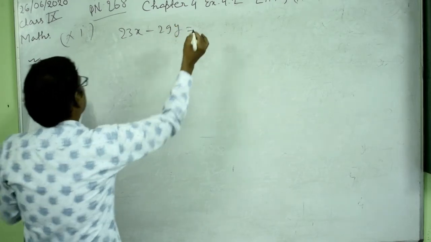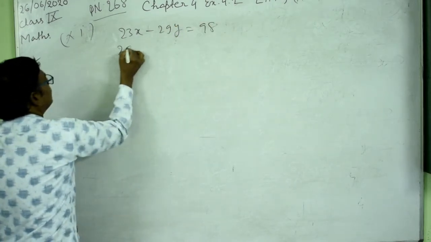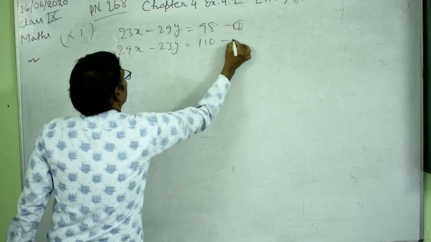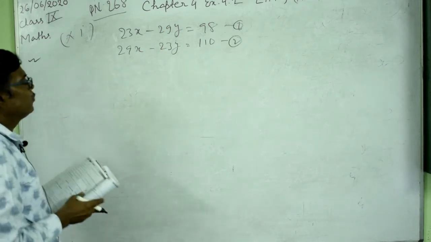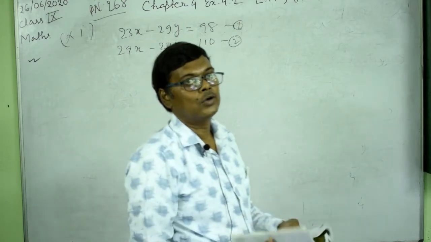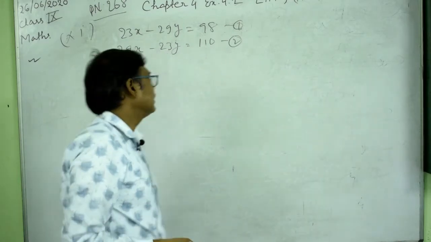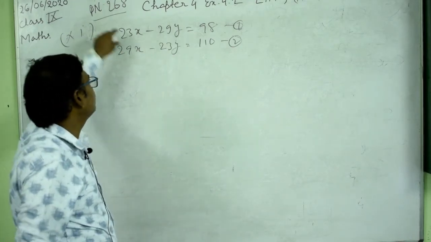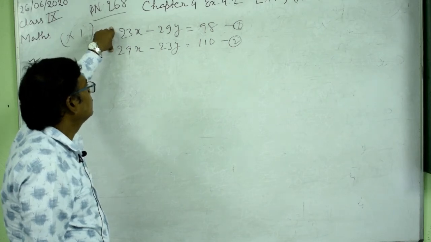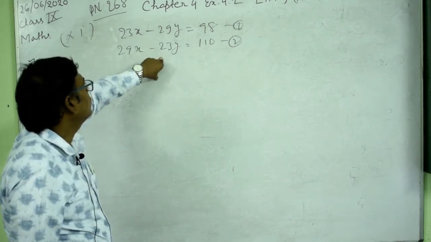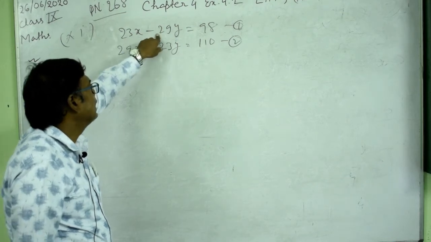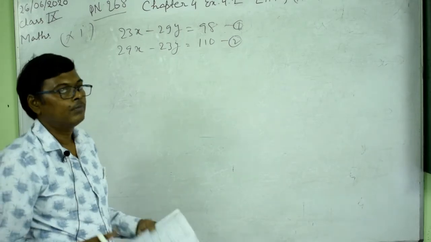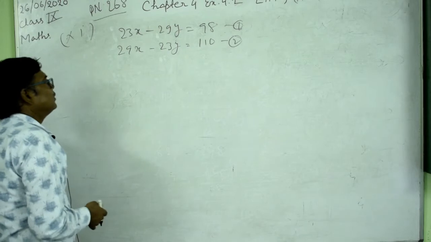29y equals how much? 98, and you have 29x - 23y = 110. Equation 1 and equation 2. Now if you use your conventional method, that is, what you have learned, see it is 29 and 23 here. If you solve these two equations by the elimination method, then you will get a large number, because you have to multiply this equation by 23 and this by 29, so the numbers will be large. So don't follow that method here, though you will get the answer. Here we will follow the other method.